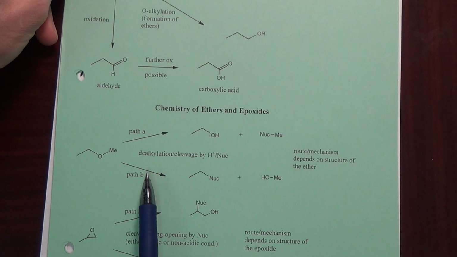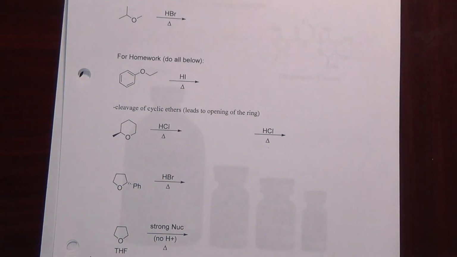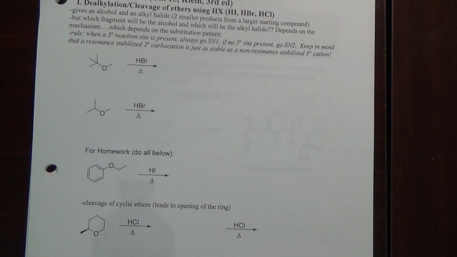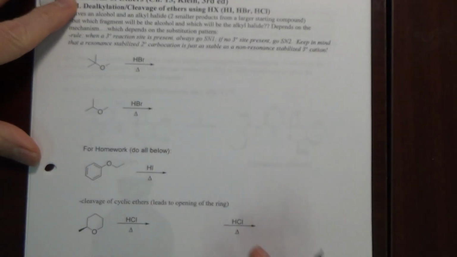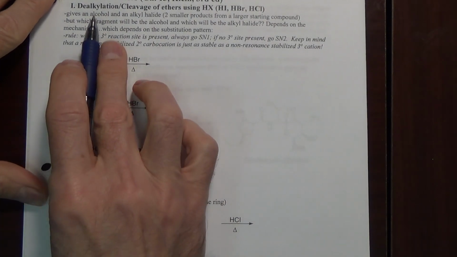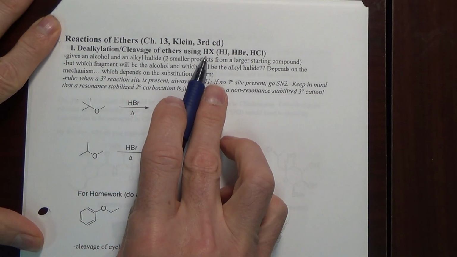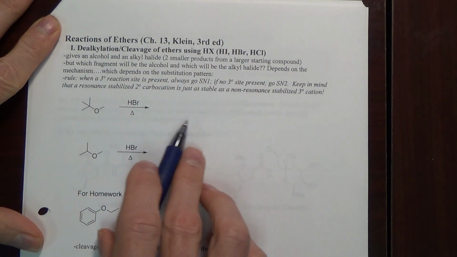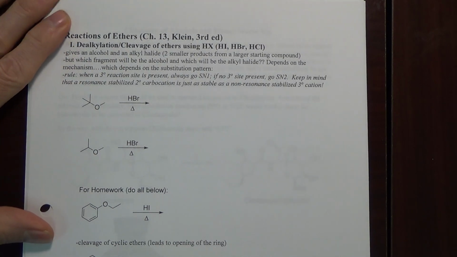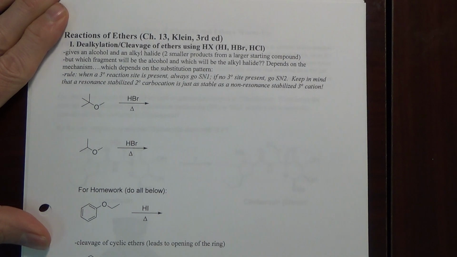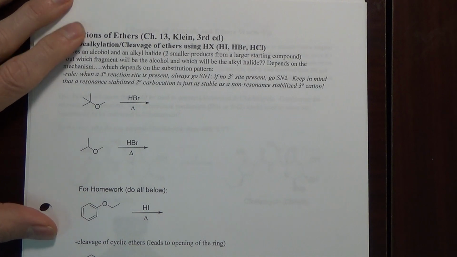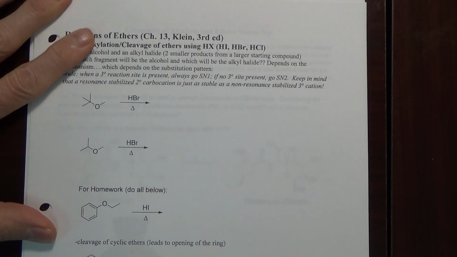Two different pathways, theoretically. Somewhat like a reverse of a Williamson ether synthesis, except here we've got acid. We're going to have cations. Dealkylation or cleavage of ethers using HX. We'll see that it gives an alcohol plus an alkyl halide. This is about the only reaction that ethers will undergo: to break them apart, cleave them.